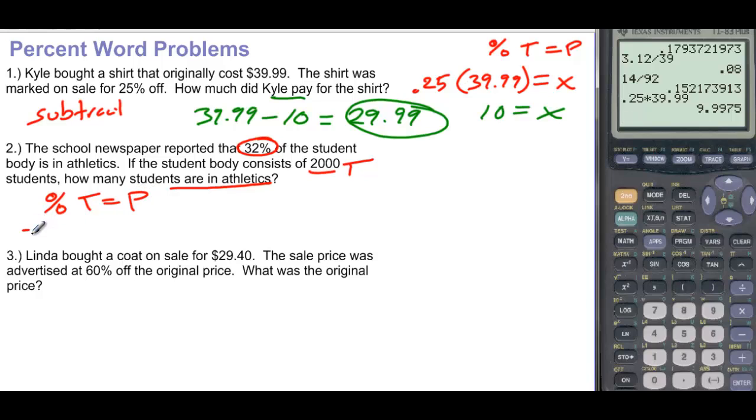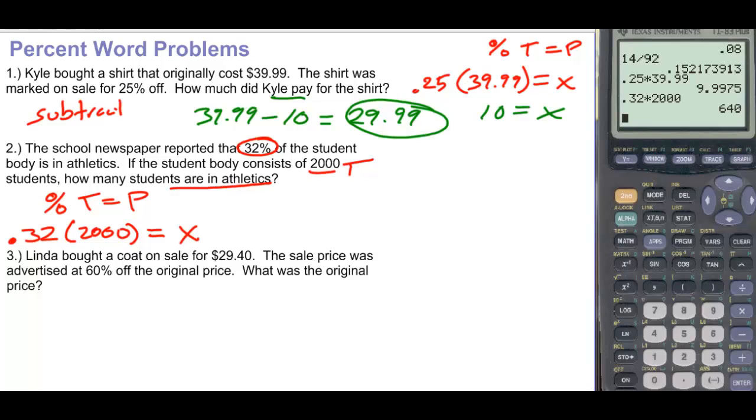So let's just plug them in. 32%, as a decimal, is 0.32 of the total of 2,000 students, which is equal to what part? So 0.32 times 2,000. And I like this because I set it into the equation and it just tells me what to type into the calculator. That's the nice thing about algebra. It does a lot of the thinking for you, and we get an answer of 640 students are in athletics. And that answers that question right there.